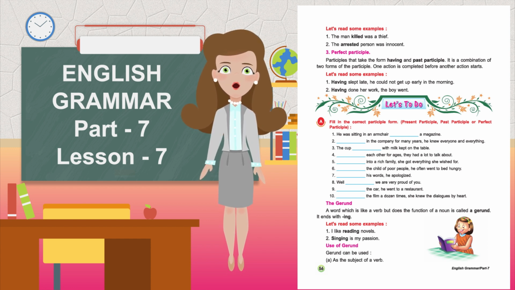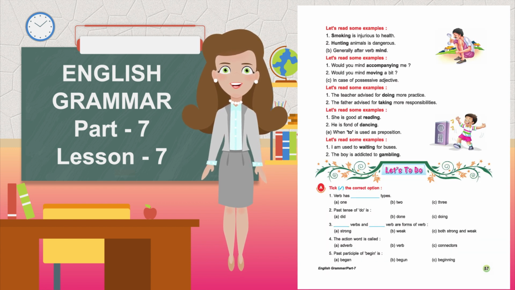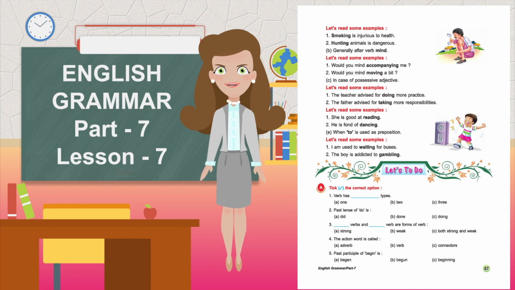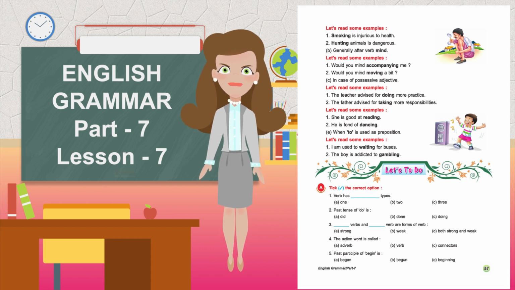Use of gerund. A. Gerund can be used as the subject of a verb. Let's read some examples. Smoking is injurious to health. Hunting animals is dangerous. B. Generally after the verb mind. Let's read some examples. Would you mind accompanying me? Would you mind moving a bit?